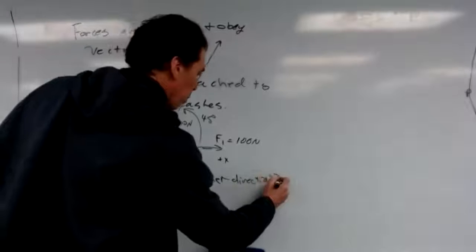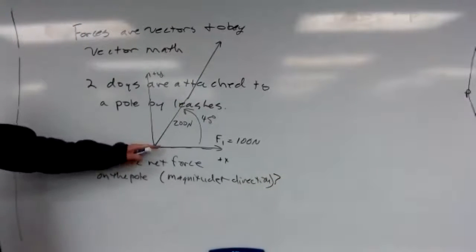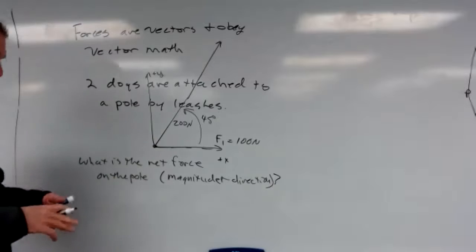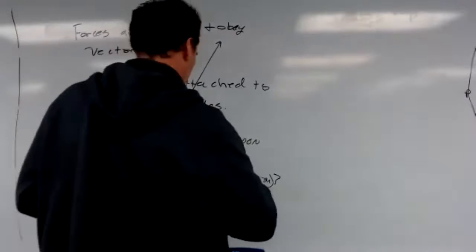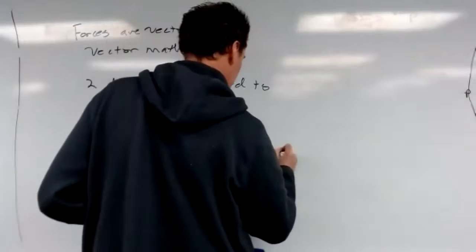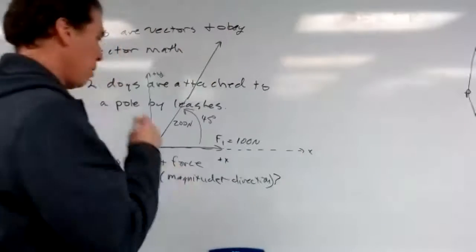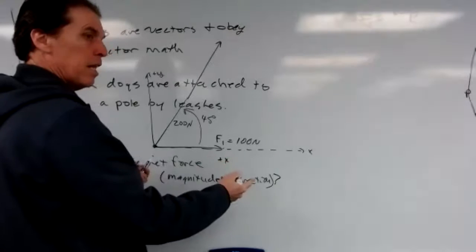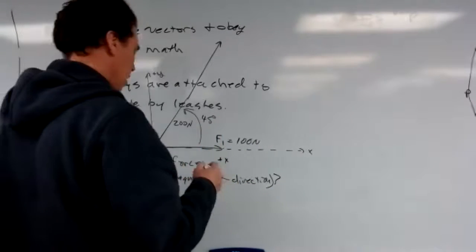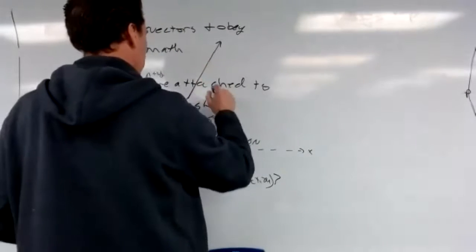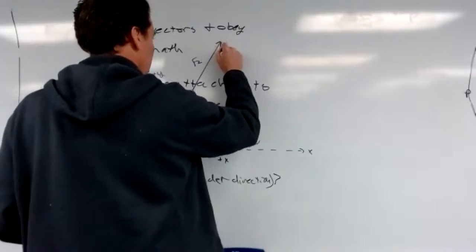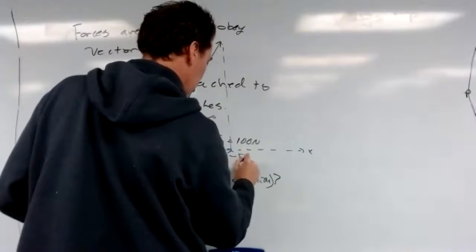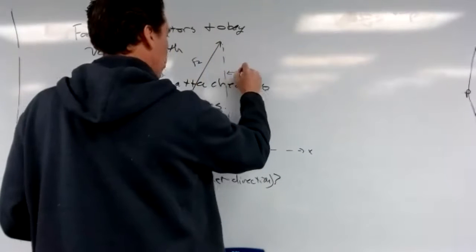So what's the net force on the pole, magnitude and direction? We're basically being asked to add these two vectors, right? And the way we add vectors, we talked about this back when we were doing vectors, is we break them into components and then add the components and then rebuild the vector. And so we would say, look, we can call this F2, right? And if I draw a straight line down here, this is F2x, and this is F2y.